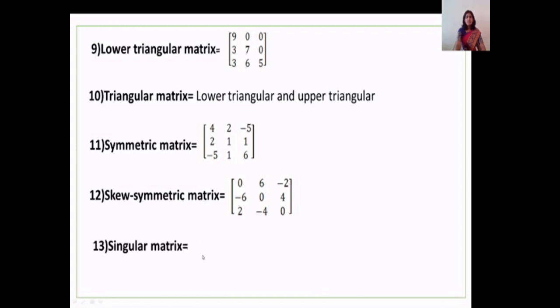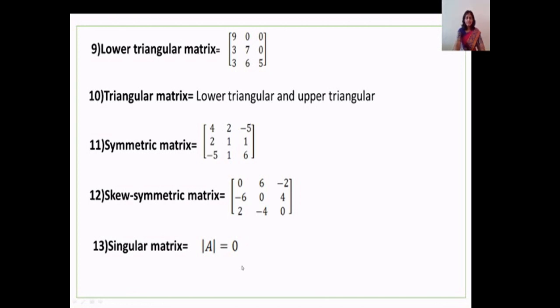Then next, singular matrix. What is a singular matrix? Suppose A is any matrix and we find its determinant. If the value of the determinant of the matrix is 0, then it is called a singular matrix. If its value is non-zero, that is, determinant of A is not equal to 0, then it is called a non-singular matrix.